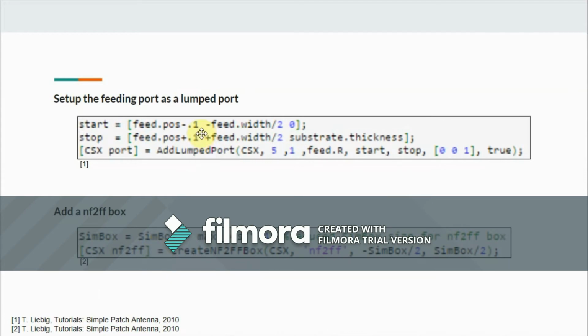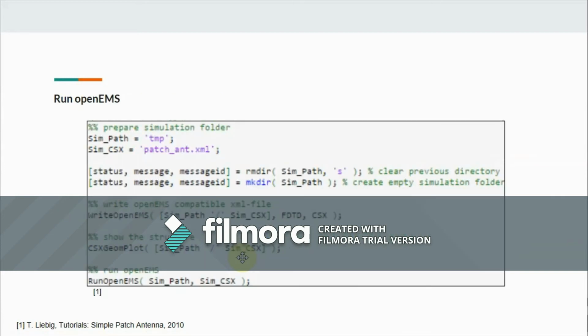Now we are setting the feeding port as a lumped port. What this means is we are creating a 3D box which contains a feeding resistance, typically 50 ohms, and a current and voltage probe which allows us to measure the current and voltage across this resistance. Next, we will add a NF2FF box using the create NF2FF box function. This function will create surface dump boxes around the structure. Now all we need to do is create a simulation folder, an OpenEMS compatible file, plot the structure, and run OpenEMS.